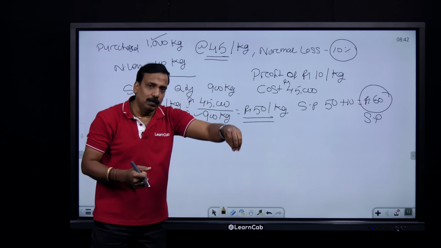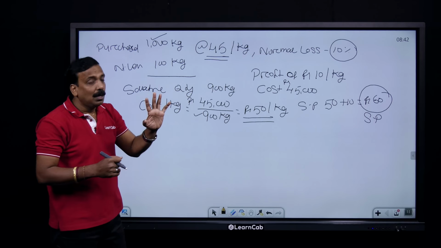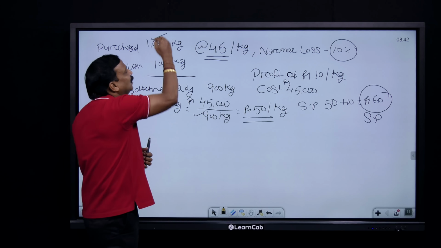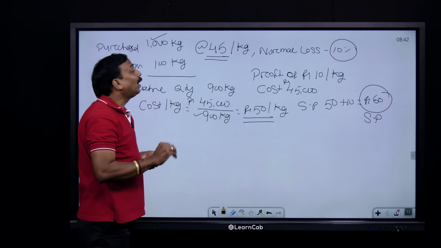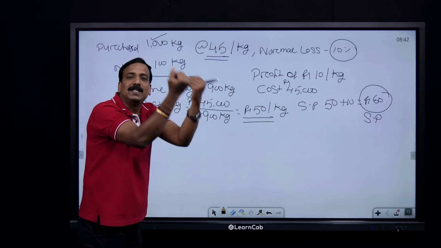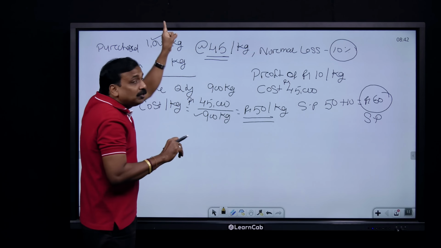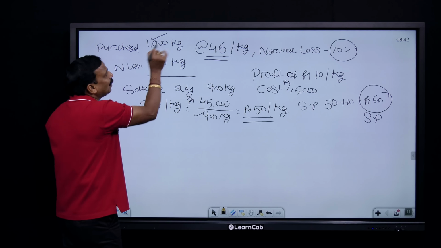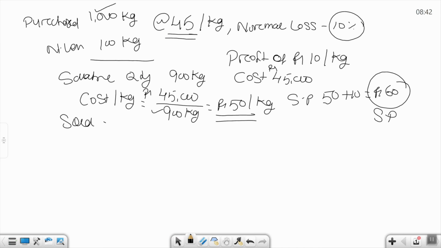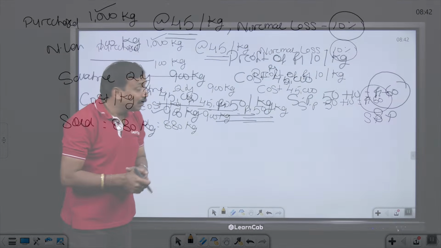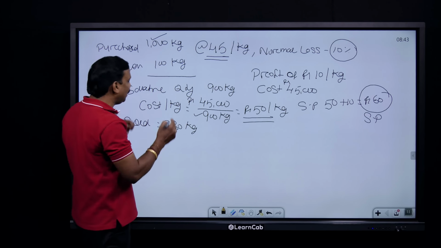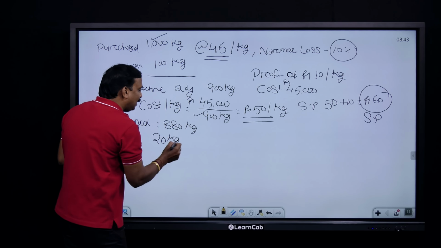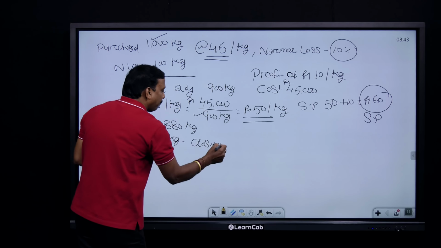So when you do the closing stock valuation, let's say in the same example, 1000 kg of goods are sent, 10% is normal loss, so what is left? 900 kg. What is sold? Let's say 880 kg has been sold. Then what is your closing stock? Not 1000 minus 880. It is 900 minus 880. So my closing stock is 20 kg.